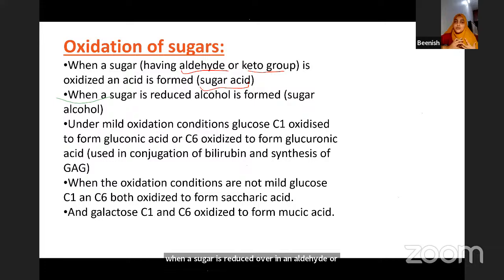Now when the oxidation is taking place under mild conditions, glucose's carbon 1 is oxidized to form gluconic acid, or carbon 6 is oxidized to form glucuronic acid. And we know the importance of glucuronic acid. It is used in the conjugation of bilirubin, and when we studied GAGs, we saw that it was also involved in the synthesis of GAGs and proteoglycans as well.